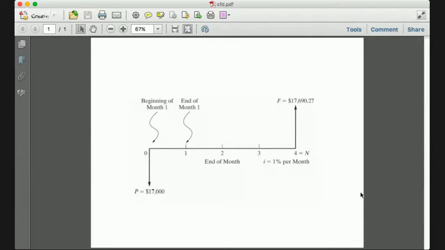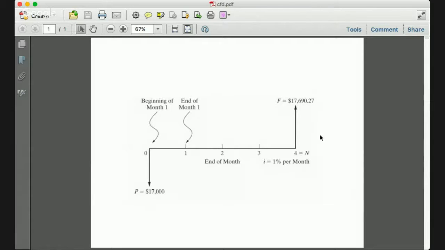Excuse me. There we are. As we examine this cash flow diagram, recall this is Plan 3 from Table 4.1, where we borrowed $17,000 at the end of year 0, and time passed and time passed, and at the end of the 4th month, the entire lump sum was repaid, including the interest and the original amount borrowed, of $17,690.27. A couple of things I'd like to point out.